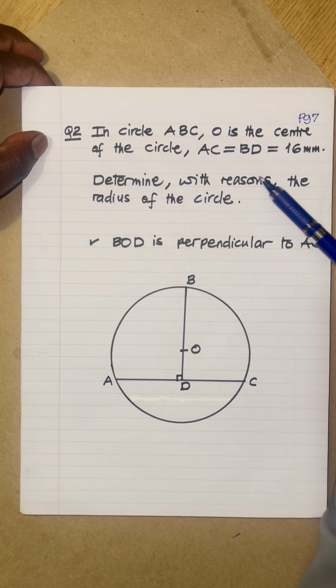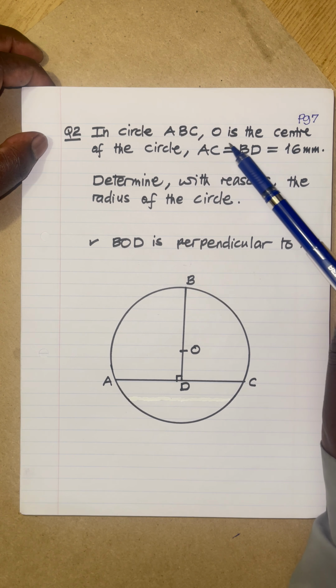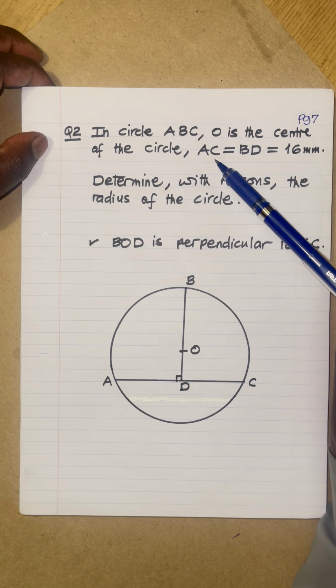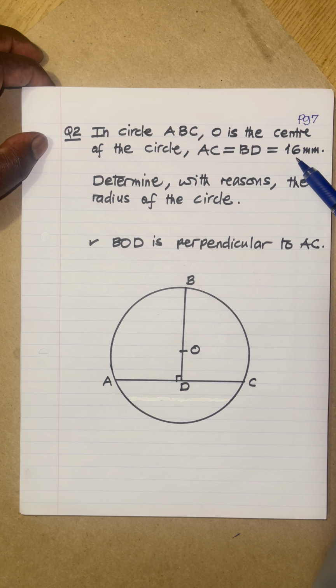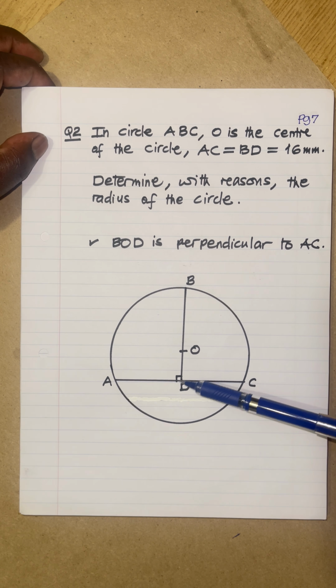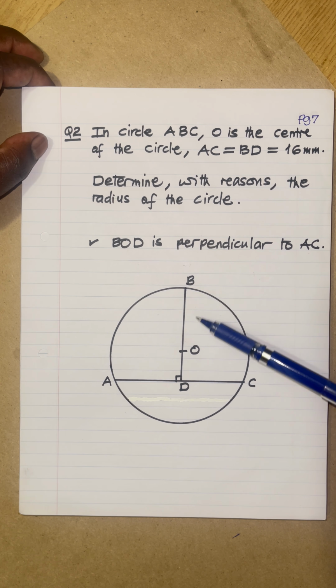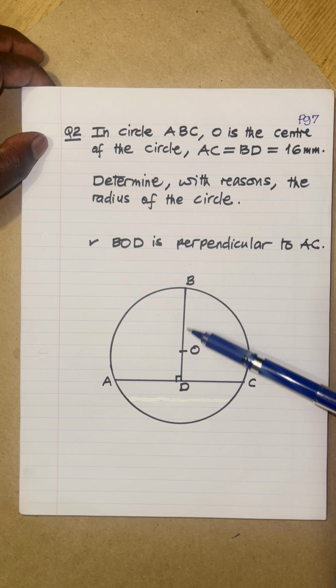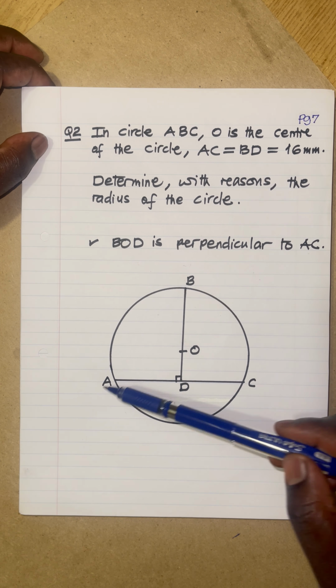Basically, it says that in circle ABC, O is the center of the circle. AC equals BD equals 16 millimeters. So O is the center. We're required to determine the radius of the circle, again with reasons. But we are also told that BOD is perpendicular to AC.